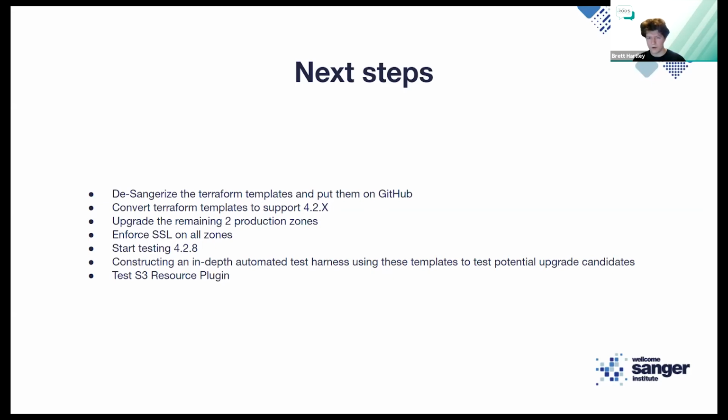We still need to upgrade the remaining 2 production zones, and once we've done that, we plan to enforce SSL on every production and development zone. Once all our production zones are on 4.2.7, we'll have to start looking at 4.2.8, and as part of that work, we hope to use Terraform to automate testing by creating a cluster, running a series of tests on that cluster before finally cleaning up behind itself by deleting the cluster.